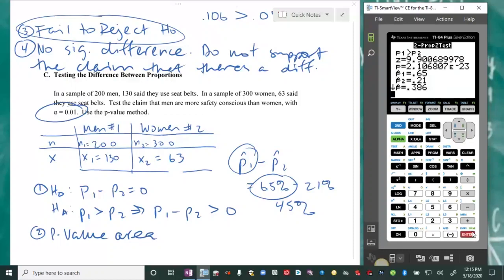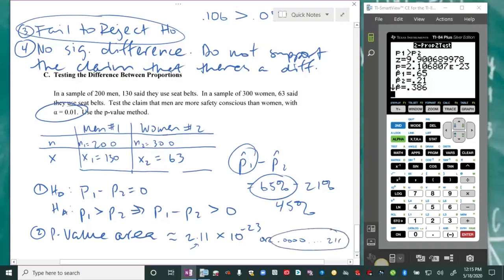And we end up with a p-value area of about 2.11 e, so that's times 10 to the negative 23. If I were to write this as a decimal, I would need 23 decimal places before I got to that 211. This is a super duper tiny number. It is going to fit well within my significance area of 0.01. So step number 3 for my conclusion, I stay well within the rejection region, so I reject the null hypothesis.